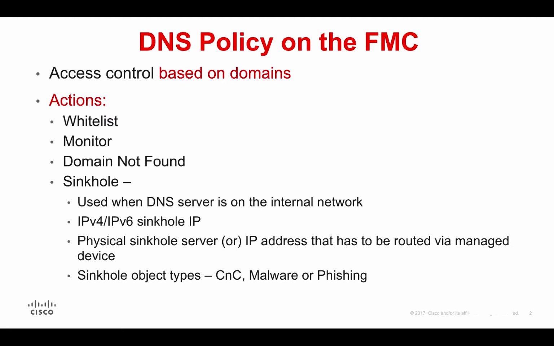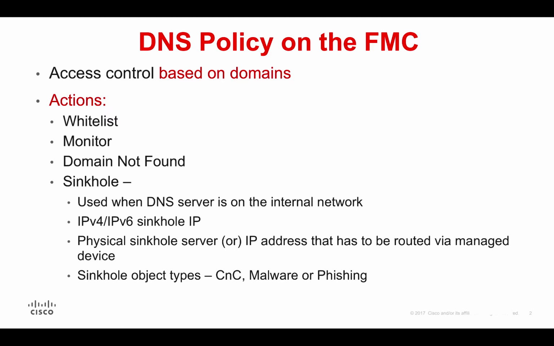Starting with Firepower version 6.0, we have introduced a DNS policy which allows us to leverage Cisco Security Intelligence feeds and custom domain lists to control traffic between zones, networks, and VLANs based on the reputation of the domain the traffic is trying to access. When such traffic is matched, we can take the following actions.